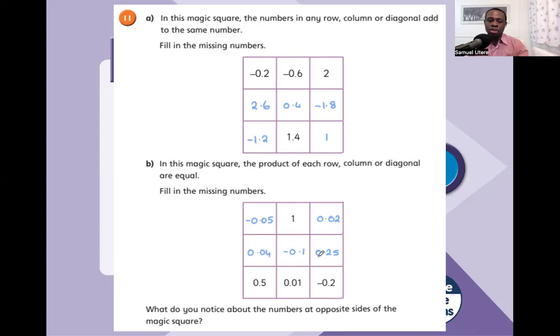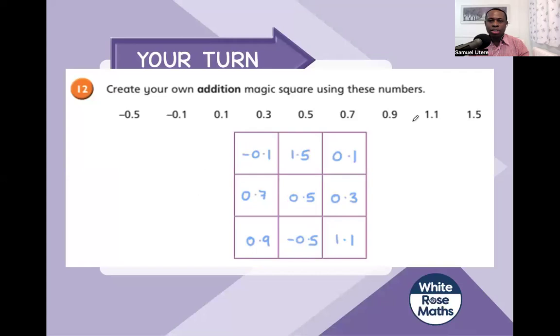I don't want this video to be too long, so I'm going to have to move on from that. Question 12, you were asked, create your own addition magic square using these numbers. Okay, and that's the result.